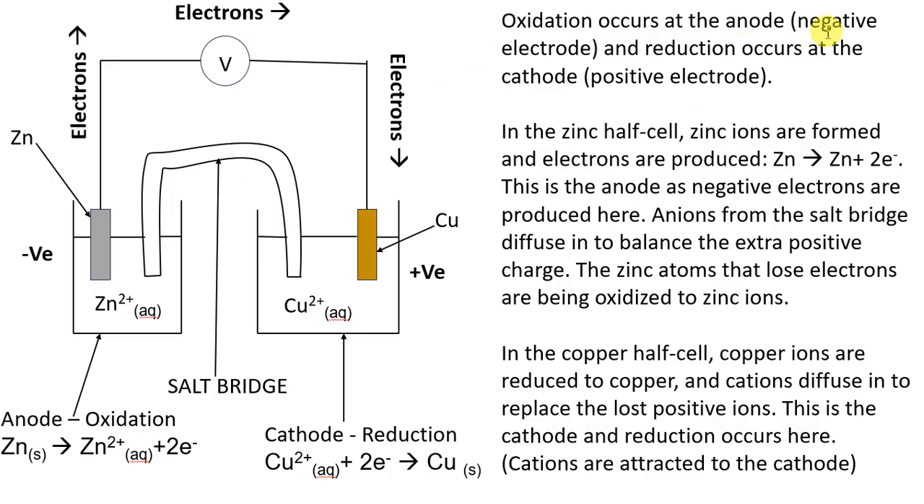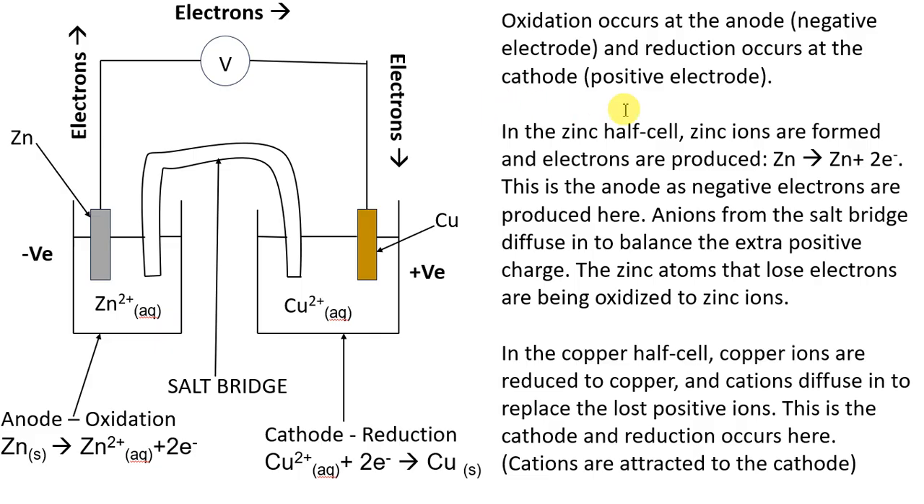Oxidation occurs at the anode, the negative electrode. Let's stay with that for a second. I see in the zinc half cell. Oxidation happens as zinc atoms are oxidized to zinc ions. The fact that electrons are produced here makes this the anode. Oxidation happens at the anode.